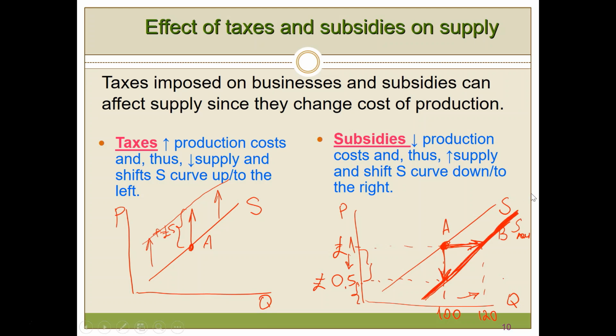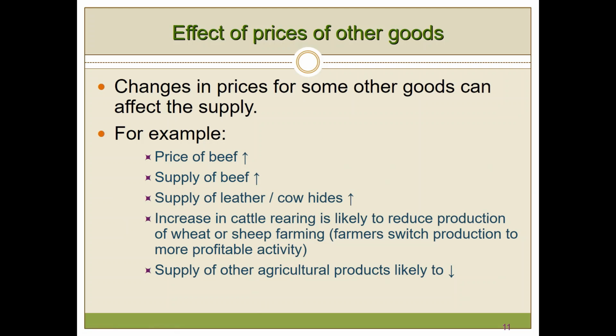Subsidies will increase supply. Finally, effect of prices of other goods. Changes in prices for some other goods can affect your supply as well. When we looked at the slide with determinants of supply, we mentioned alternative items which can also be produced using the same resources. If a particular product is more profitable, you can decide to reduce production of your original item and switch to a more profitable item. So substitutes in production can affect the supply of the original product.